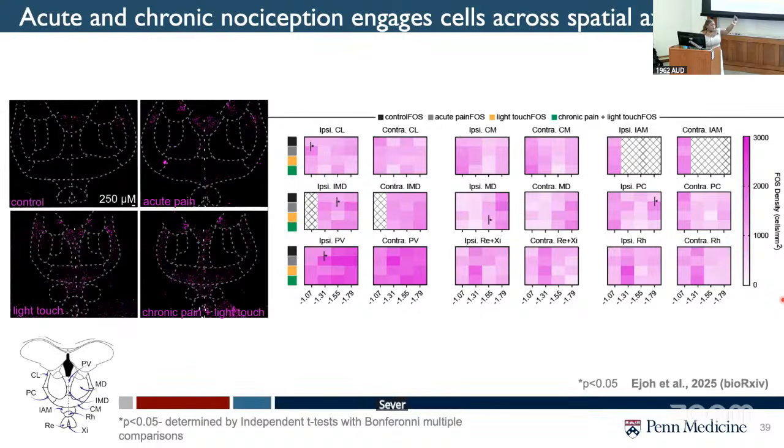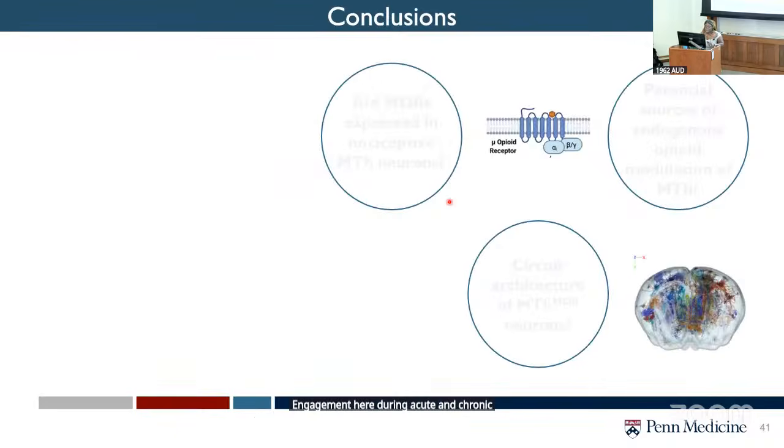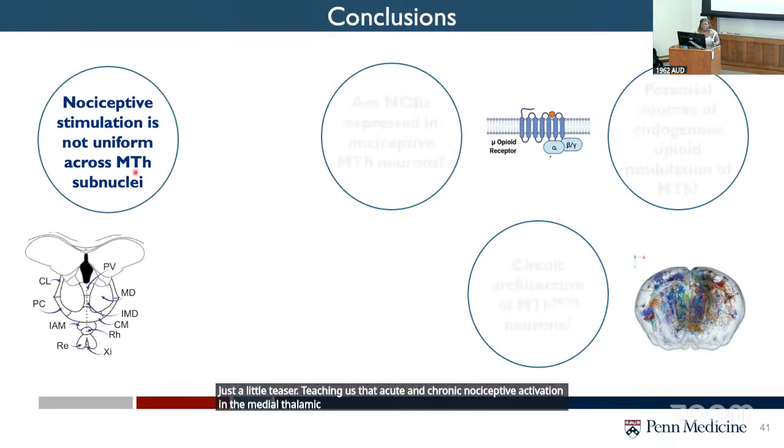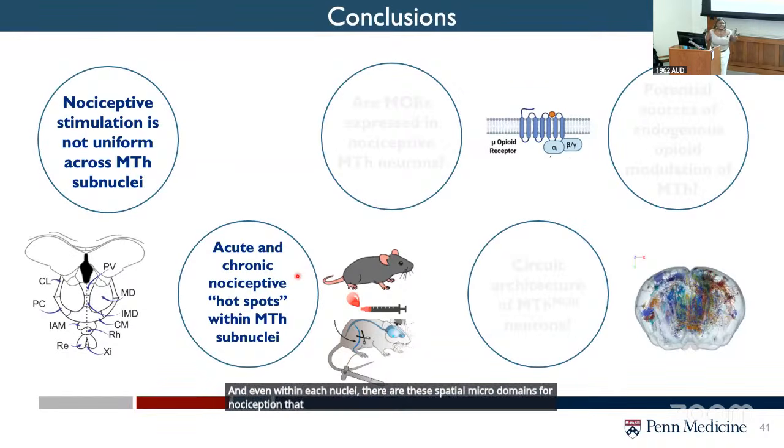Several nuclei pop out from this atlas. You can look at a bunch of them, but note the CL and the MD engagement here during acute and chronic pain. Just a little teaser. Teaching us that acute and chronic nociceptive activation in the medial thalamic subnuclei are certainly not uniform. And even within each nucleus, there are these spatial microdomains for nociception that differ even across acute and chronic pain, representing these acute and chronic nociceptive hotspots within and across medial thalamic nuclei.